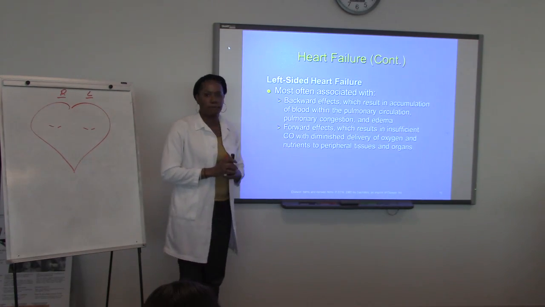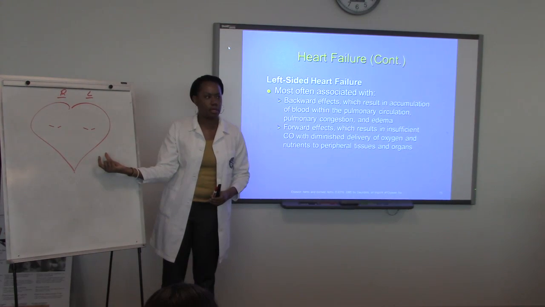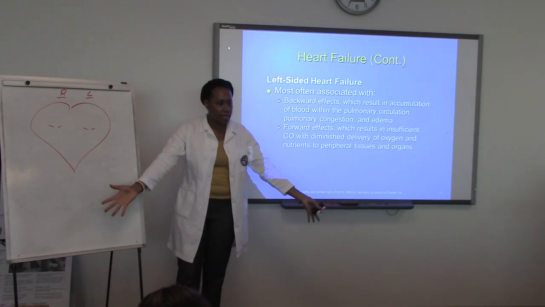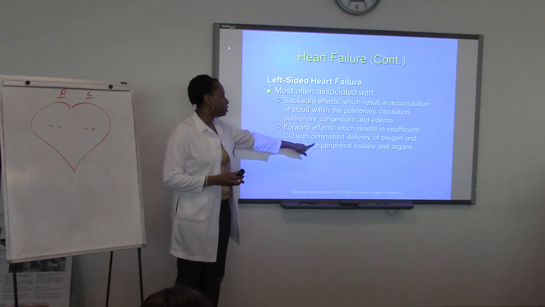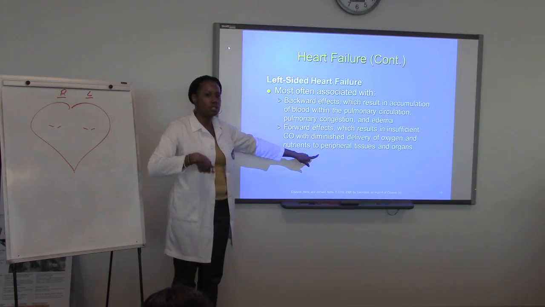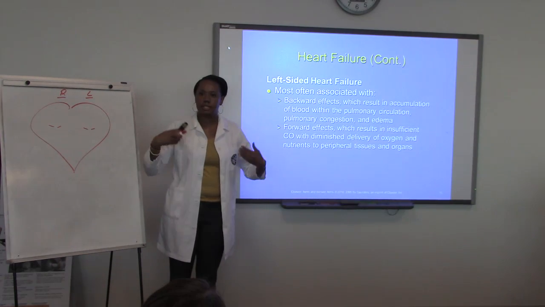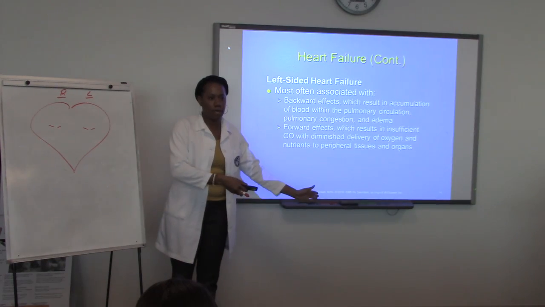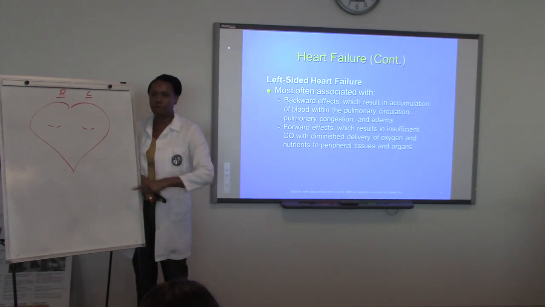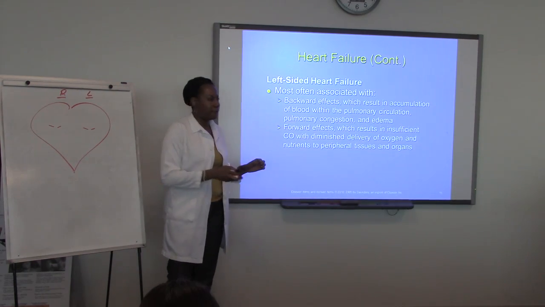What would be a forward effect if the left side of the heart is not working? Keep in mind the left side of the heart is supposed to supply blood to everywhere in the body, with the exception of the lungs. Therefore, this will lead into diminished delivery of oxygen and nutrients to tissues and organs. If the left side is not working, it's not going to be able to deliver all the blood to the tissues and organs. That's a forward effect, because that's what it's supposed to be doing going forward. Does that make sense?